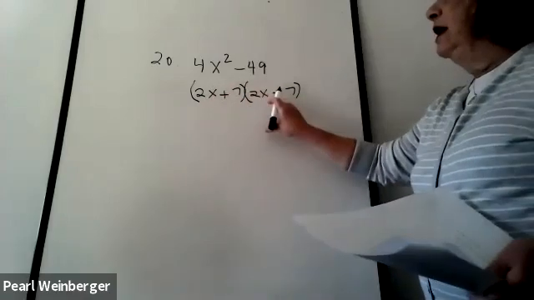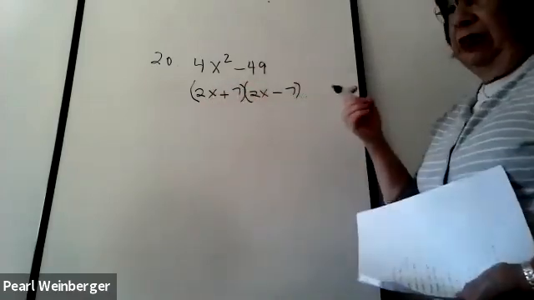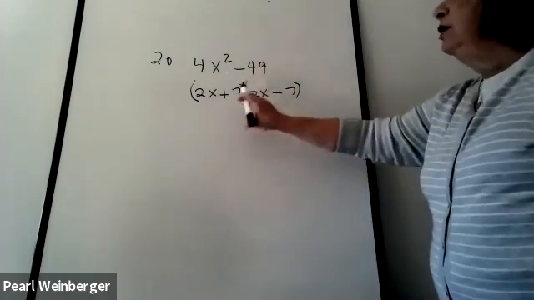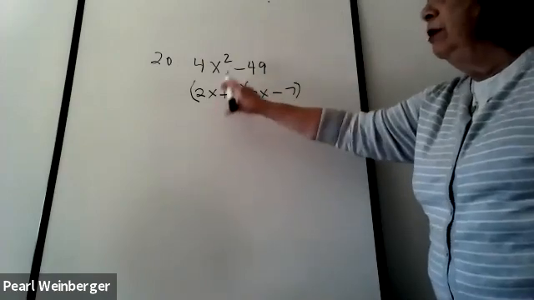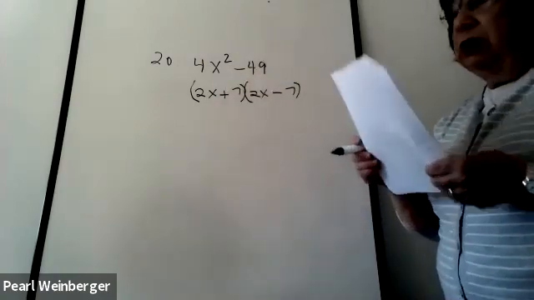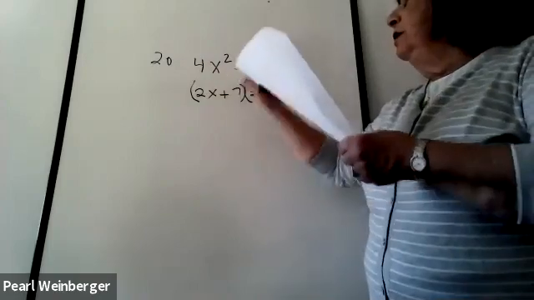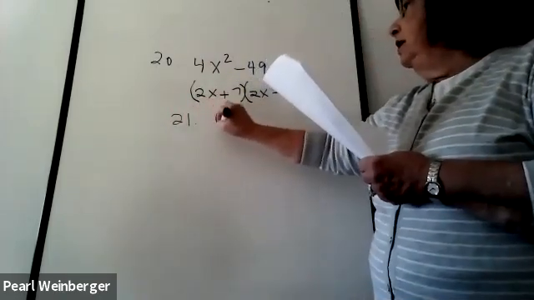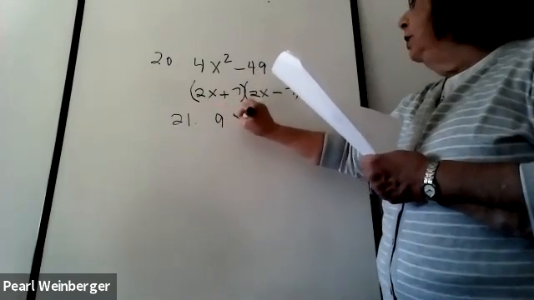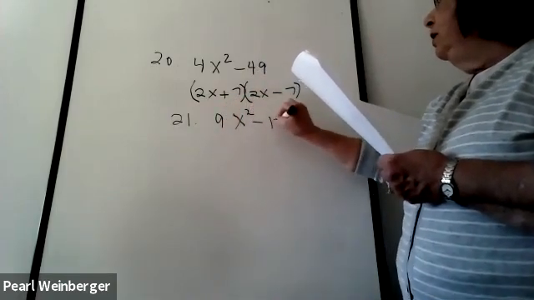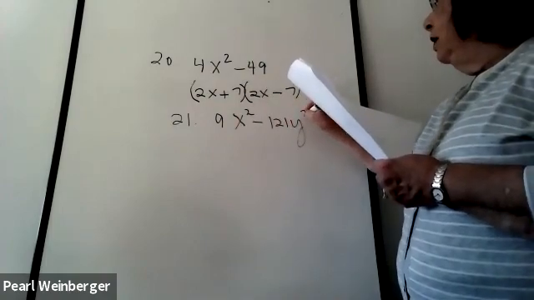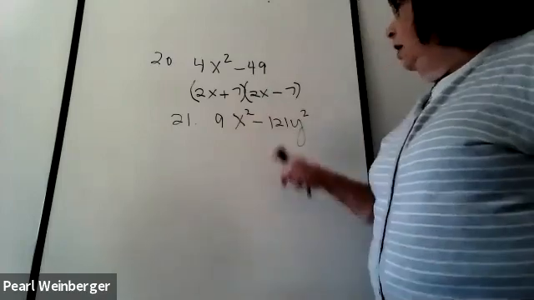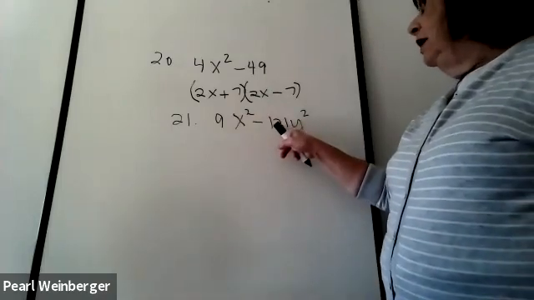In other words, you get conjugate binomials because, remember, when we multiply conjugate binomials, we get a binomial, not a trinomial, because the inner and the outer cancel out. So that's why we're able to factor the difference of squares. Now the next one I gave you was 21, which was 9x squared minus 121y squared.